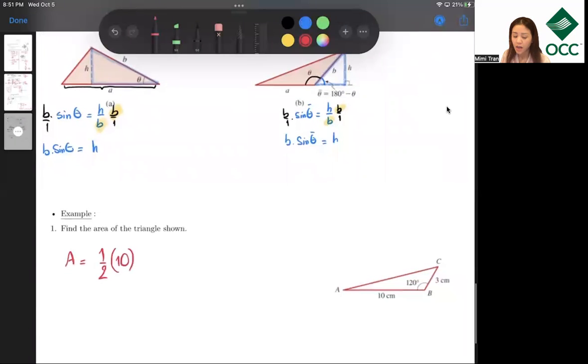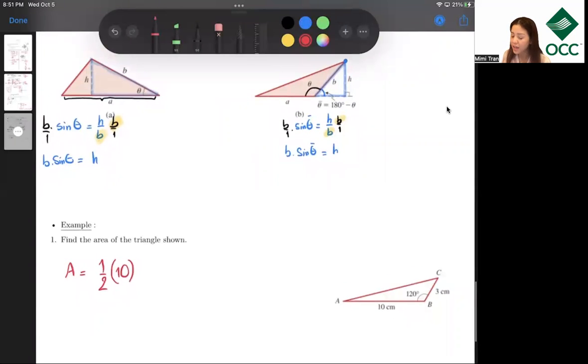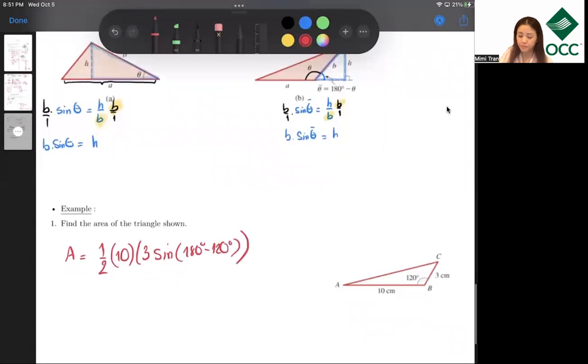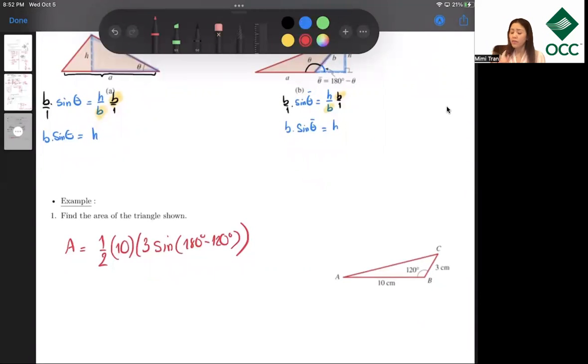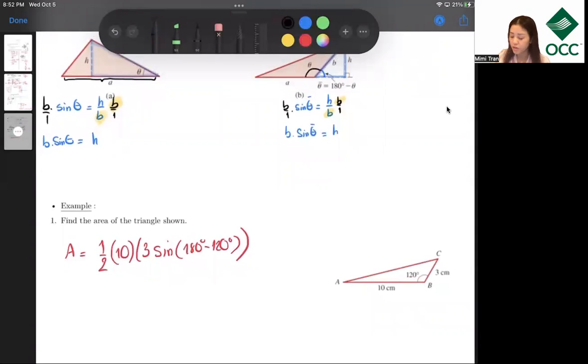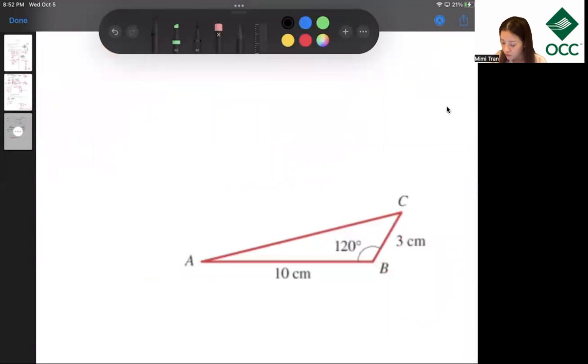The height is b times sine theta bar. b is 3 centimeters. This is b right here, times sine of theta bar. Theta bar is 180 minus theta, so 180 minus 120 degrees. There you go. Or if you don't want to remember the formula, if you want to construct it from scratch, you can do that too. So let's construct it from scratch.